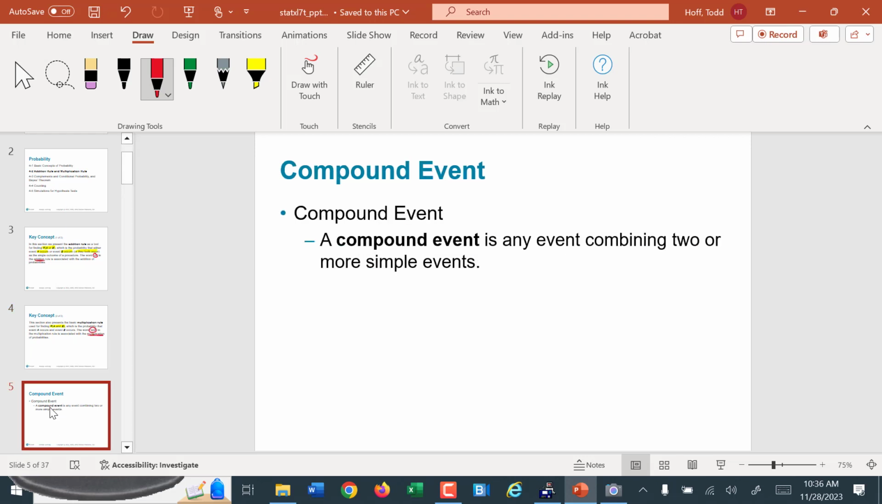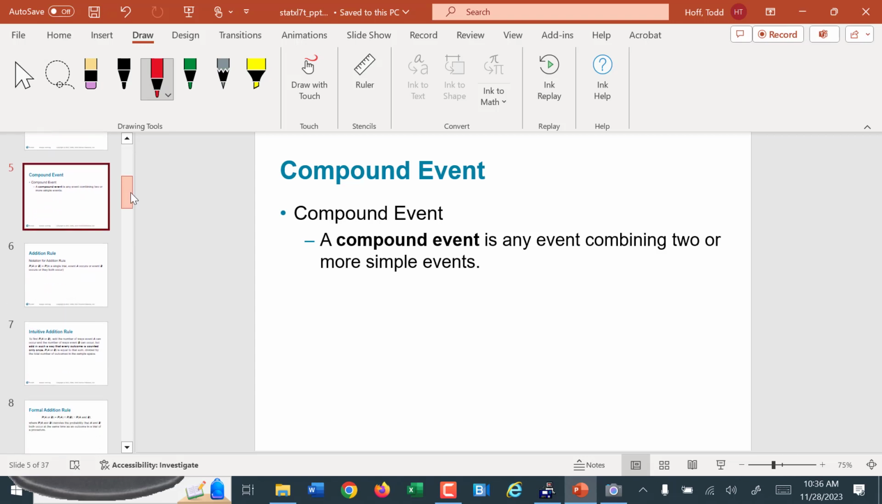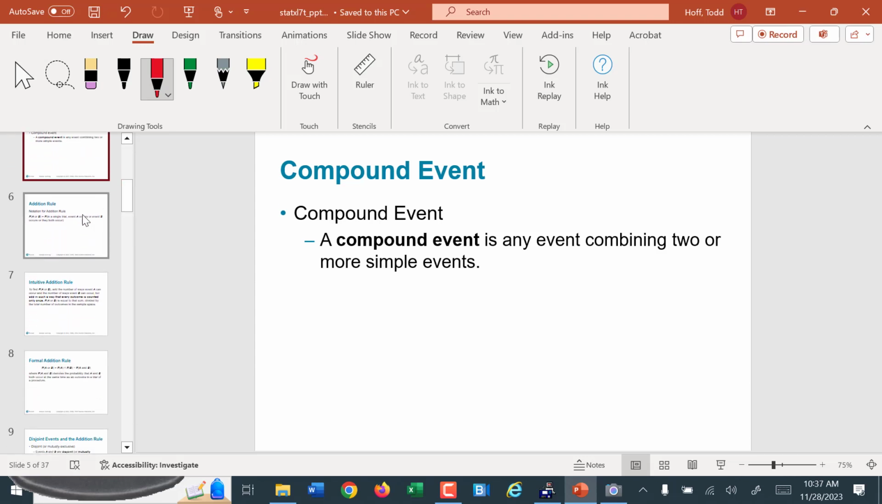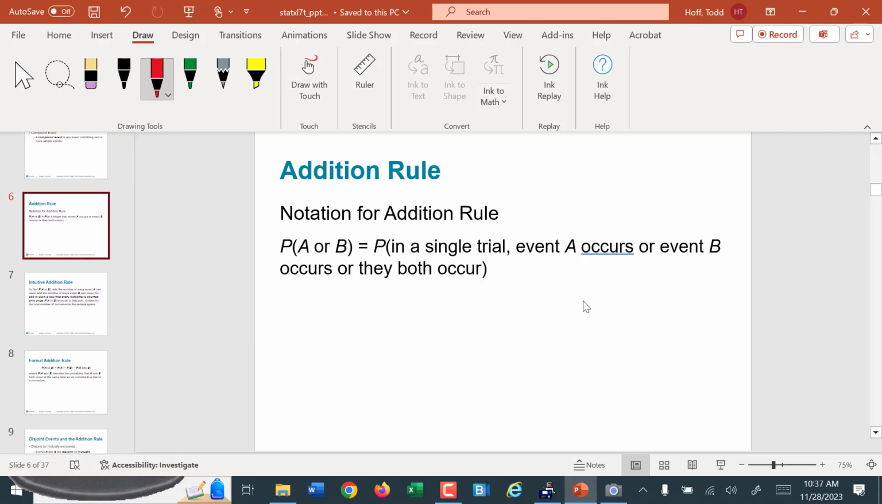So some vocabulary: compound events are events made up of combining 2 or more simple events. Typically, we're repeating a procedure, or doing multiple procedures. In the addition rule, we're looking at a single trial of a single procedure, so we're only doing the procedure once. Either event A could occur, event B could occur, or both could occur.